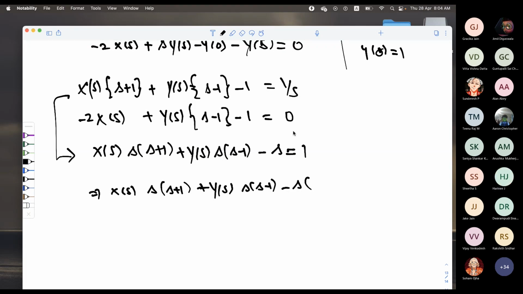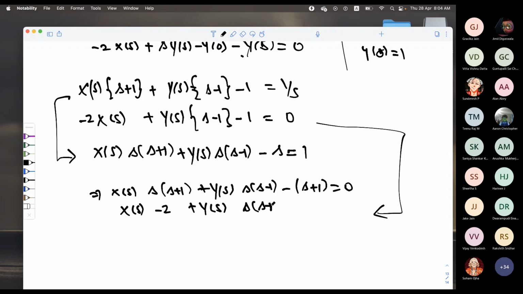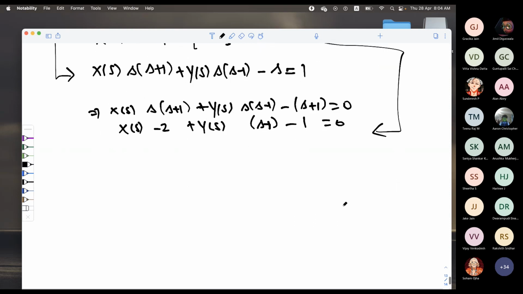Okay, minus of s plus 1, suppose I am having it. Then only we can get it, otherwise it will make a problem. So again in these equations, x of s into minus 2 and y of s into s minus 1. There is no x multiplying here, it is s minus 1 only, and here it is minus 1 equals 0. Now we are solving these equations in the x of s format.